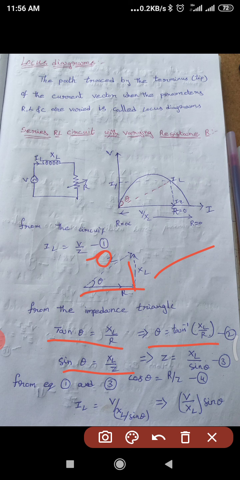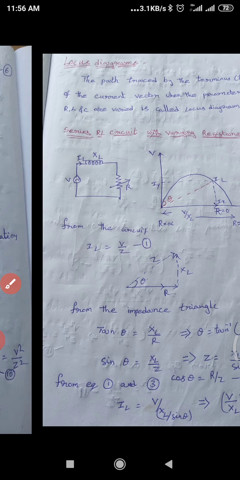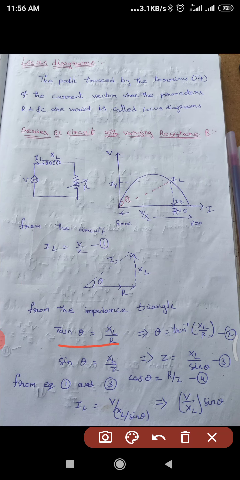Similarly, cos theta is equal to R by Z. These are the trigonometric equations we are getting from the impedance triangle. By using these equations only, we are going to find out the path of the locus diagram for a series RL circuit. Already we have seen this is a semicircle, but we are going to show this in a mathematical way.